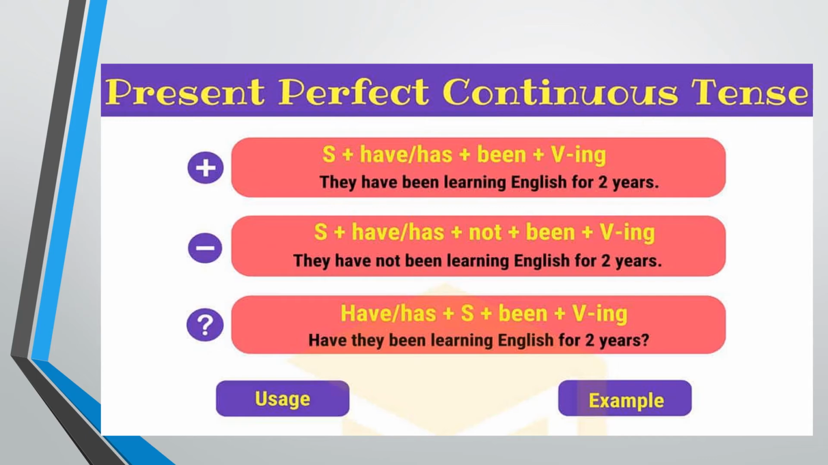And when your sentence is negative, you have to use subject, has not been or have not been, and the first form of the verb with ing. Its example is they have not been learning English for 2 years. Similarly, if your sentence is interrogative, you have to use has or have with subject, been, and the first form of the verb with ing. For example, have they been learning English for 2 years?